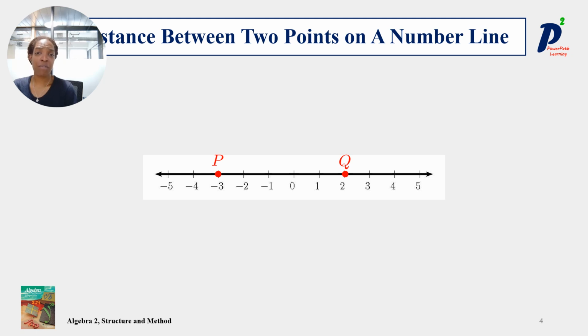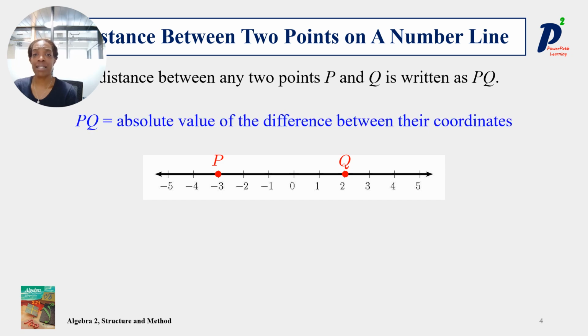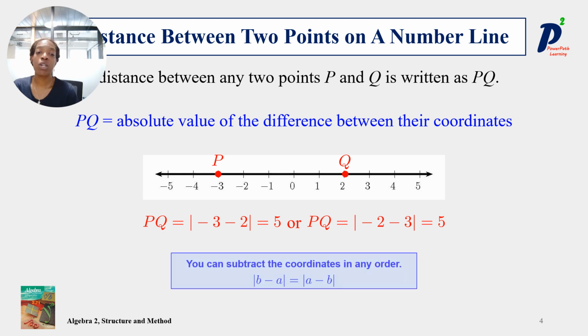The correct notation for the distance between any 2 points, P and Q, is PQ. On a number line, this distance is the absolute value of the difference between their coordinates. In the diagram below, the length of PQ is |-3 - 2|, or |-2 - 3|, which equals 5. Note, you can subtract the coordinates in any order because the absolute value of b minus a is equal to the absolute value of a minus b.